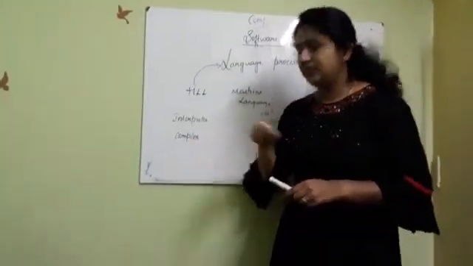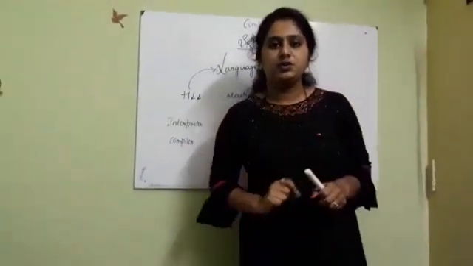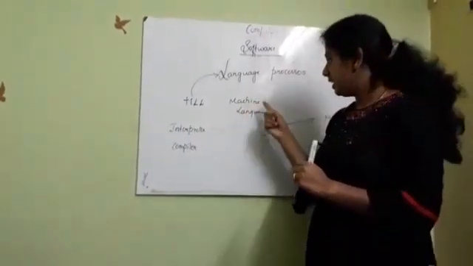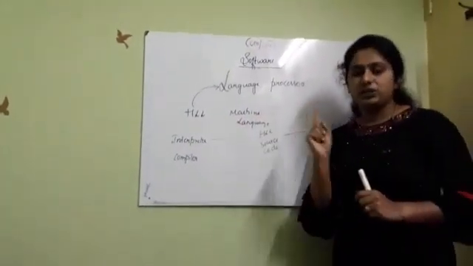And the second one is compiler. Compiler is also a language processor. It will translate the high level language into machine code in a single go.